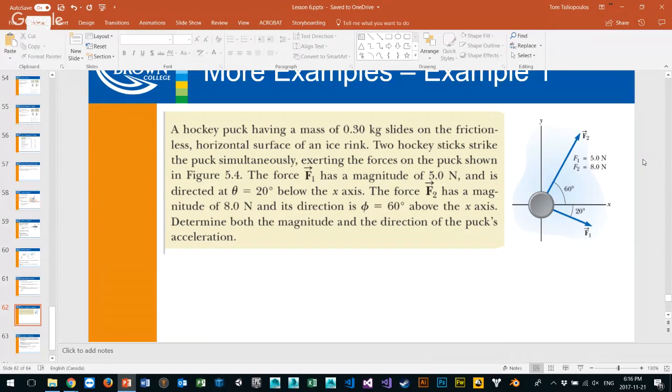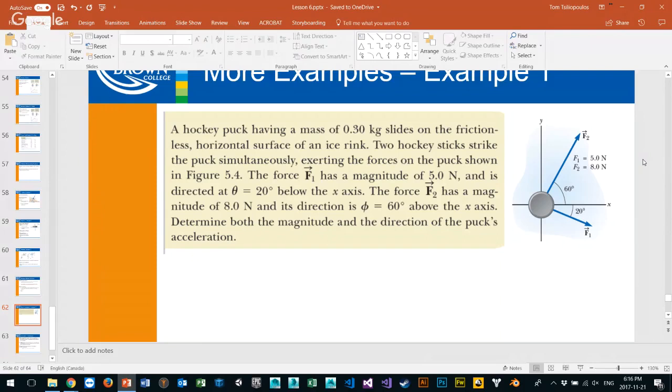Determine both the magnitude and the direction of the puck's acceleration. So what was the first thing that you do? First thing, before anything else. You've got the numbers, but you want to do the first thing. When you're figuring this out for an assignment, what's the first thing you should do? Yes? Draw a diagram. Draw a diagram. That's it. Once you can conceptualize, you can figure it out. You can break it down.